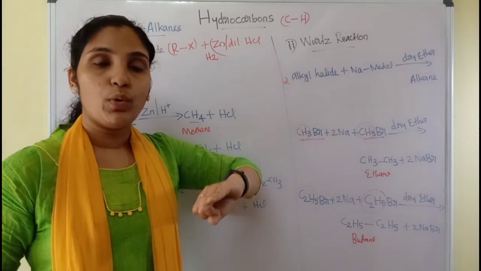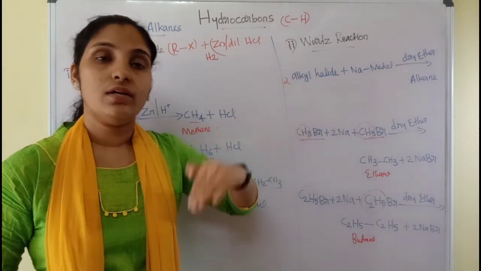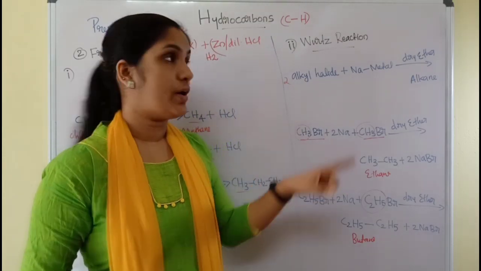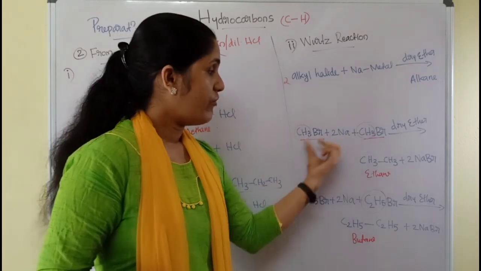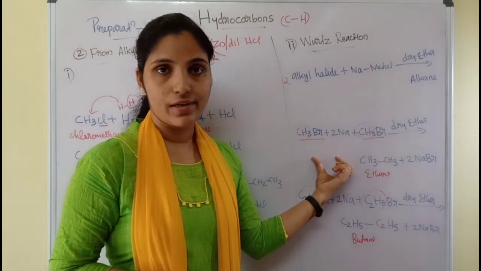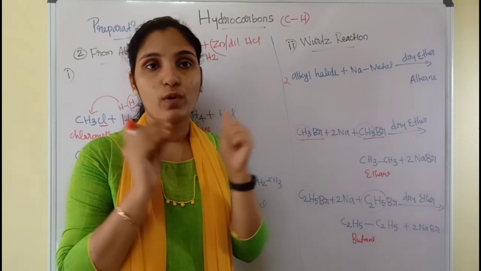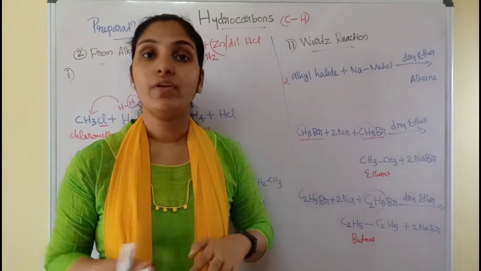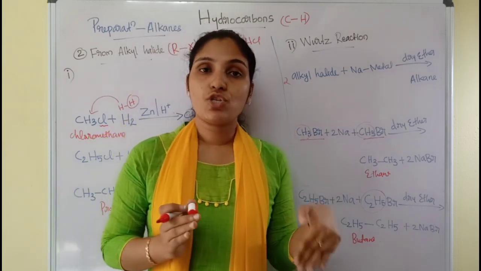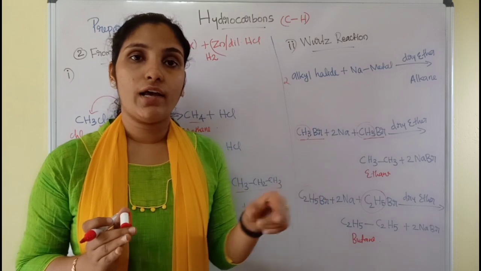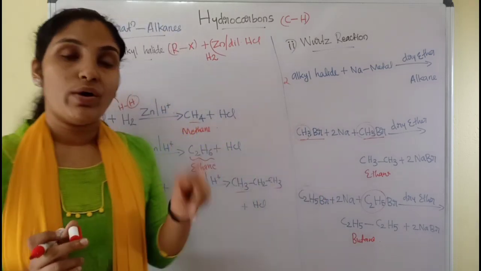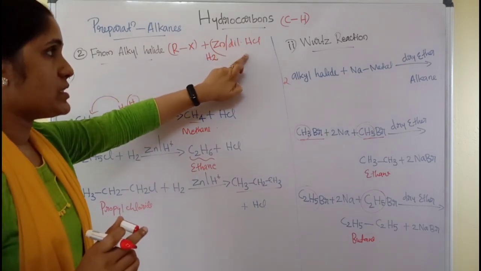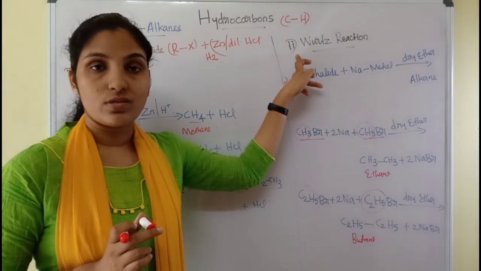So ethane, butane, then hexane, etc. The alkanes which contain even number of carbon atoms only can be prepared by this Woods reaction, because we are taking 2 molecules of alkyl halide, and those alkyl groups will be combined, and finally we will get an alkane with even number of carbon atoms. Anyhow, remember the preparation of alkanes from alkyl halide can be carried out in 2 ways. One is direct treatment with dihydrogen in presence of zinc and dilute HCl. Second is by Woods reaction.